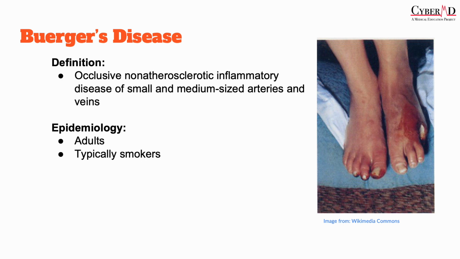Buerger's disease, the last disease in this lecture, is also known as thromboangiitis obliterans. It's a rare condition that causes inflammation and blockage of small and medium-sized blood vessels, particularly in the arms and legs. It's often associated with smoking and occurs predominantly in men under the age of 50. The exact cause of Buerger's disease is not fully understood, but it is believed to be an autoimmune response triggered by exposure to tobacco products. The inflammation in the blood vessels leads to the formation of blood clots, which can block the flow of blood to the limbs and cause tissue damage and pretty severe pain in some cases.